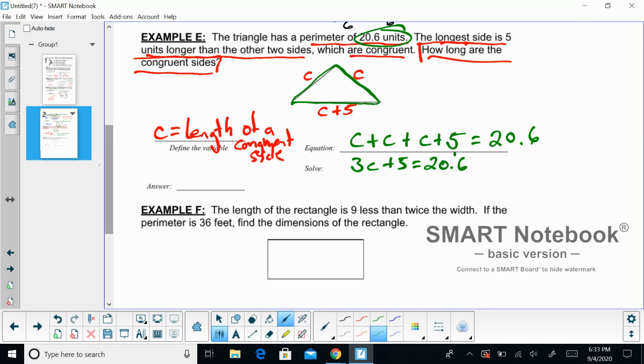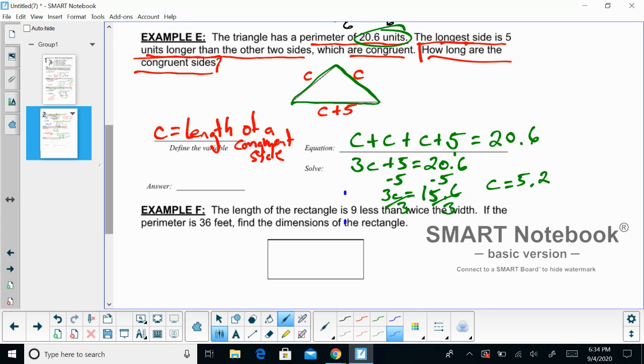Now when we're going to solve this, the first thing we need to do is subtract 5. So I have 3C equals 20.6 minus 5 is 15.6. Now we'll divide by 3. I'll have C equals 5.2. Don't forget to check your answer.